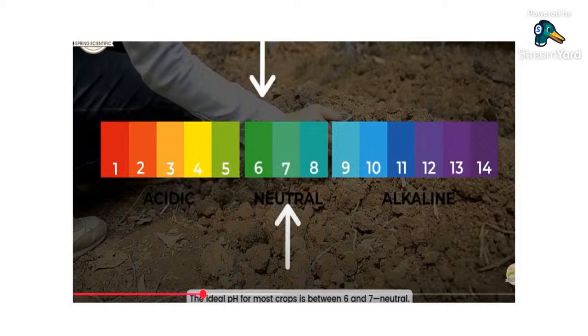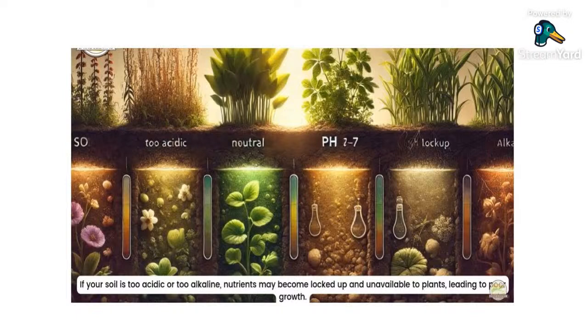The ideal pH for most crops is 6 to 7. It is considered ideal because in this range it promotes the best availability of plant nutrients and microbes. If your soil is too acidic or too alkaline, nutrients may become locked up and unavailable to the plant, leading to poor growth, because sometimes the nutrients are not dissolved and are unavailable to the plant.